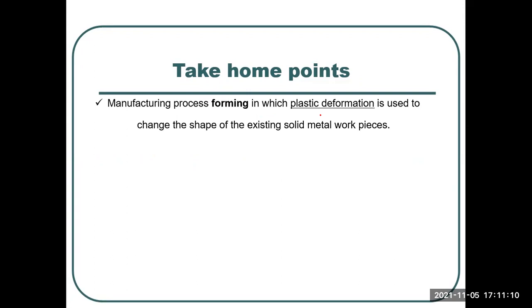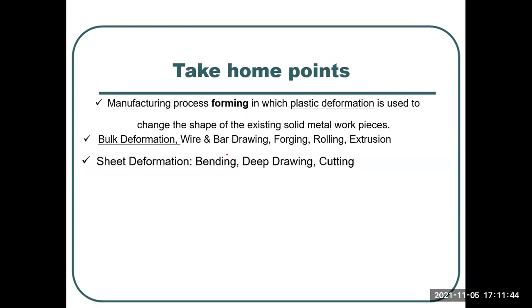Forming is very much related to plastic deformation. Casting is related to solidification, where you solidify from liquid to solid. Forming is more plastic deformation, and machining is just taking away, which is subtractive. So please bear in mind the big difference between the three processes we have learned. For bulk deformation we have this, and for sheet deformation we have this.